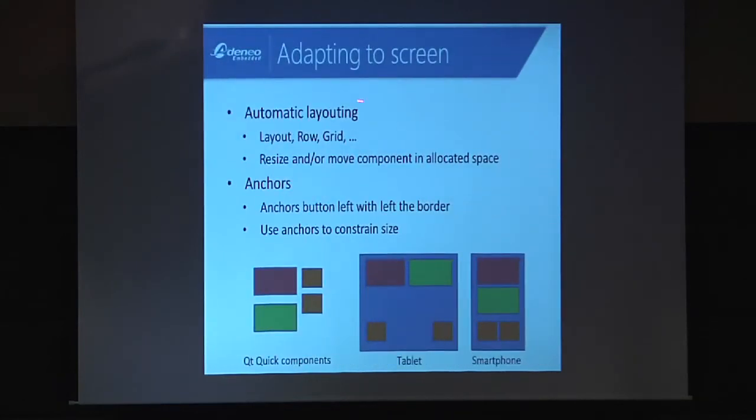Then the automatic layouting elements, so you have the layout row and grid, which automatically move your elements depending on the size which is assigned. And finally, the anchors, where you say, okay, my button is aligned with this element, and if you also say the right of my button is aligned to something else, then you have a constraint on the size, and you change the size of your button. So that's definitely a very powerful element.